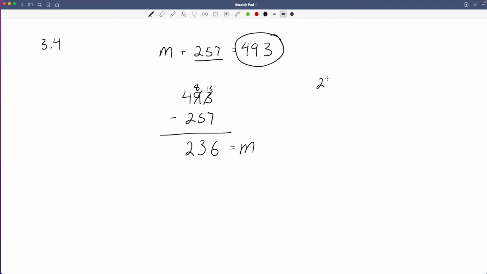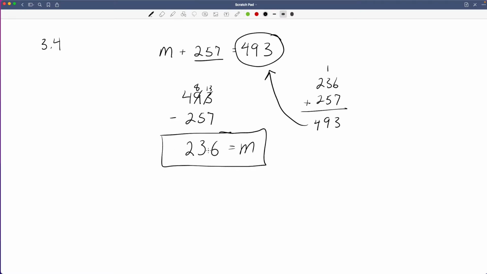We could say 236 plus 257. See if we can add that together to get 493. And this is 9, and this is 4. So yes, because these two check, we know that the missing number is indeed 236. All right, and that's how we would do those.